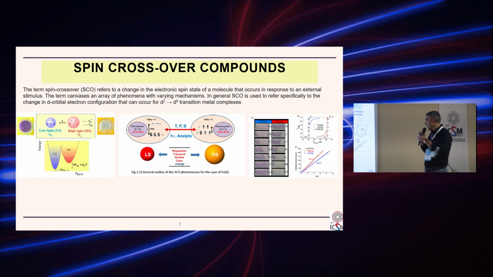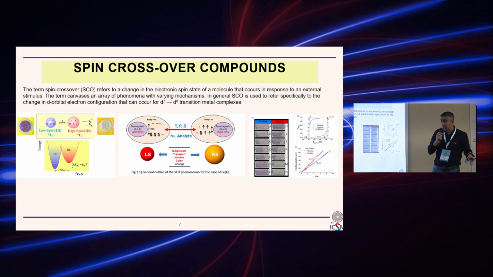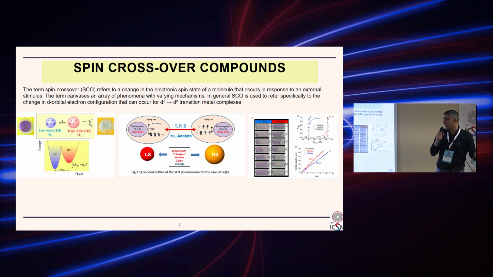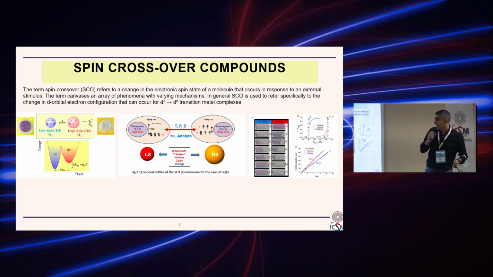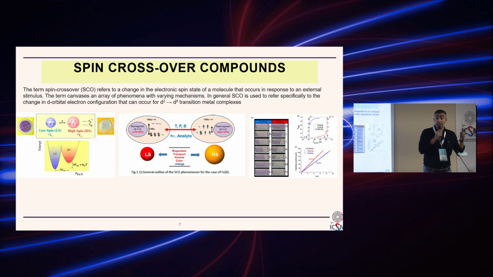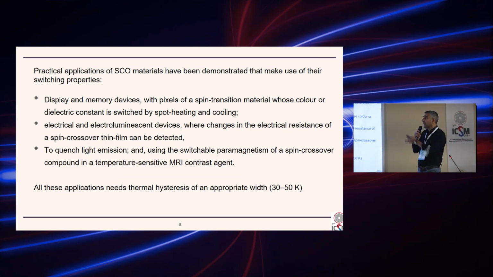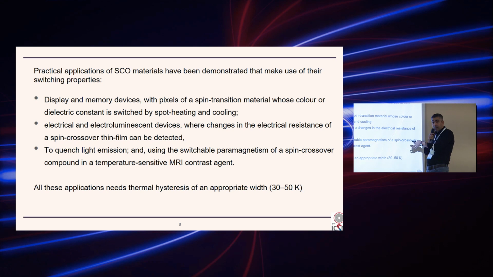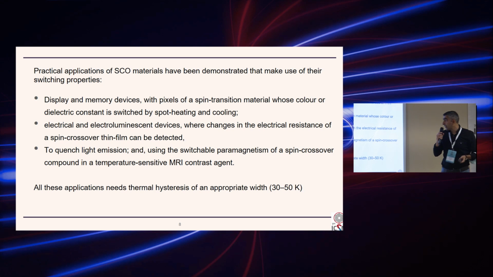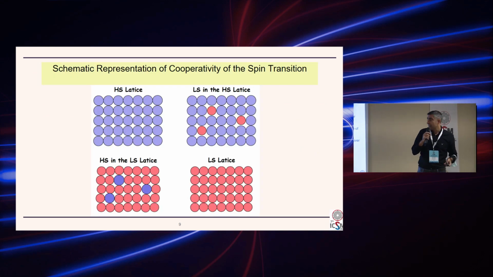These materials have only a paramagnetic and diamagnetic transition. Their magnetic properties are not as good as those of our ferromagnetic materials. Most of the spin crossover compounds have very large hysteresis. They want this large hysteresis because they use them in displays and memory devices, where the low state and high state should be permanent. They also use them in electrical and electroluminescent devices and to quench light. But all these properties need very high hysteresis.